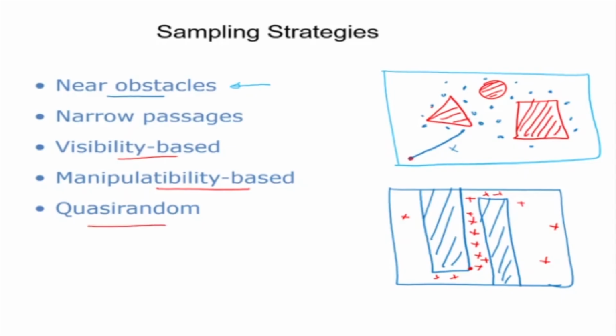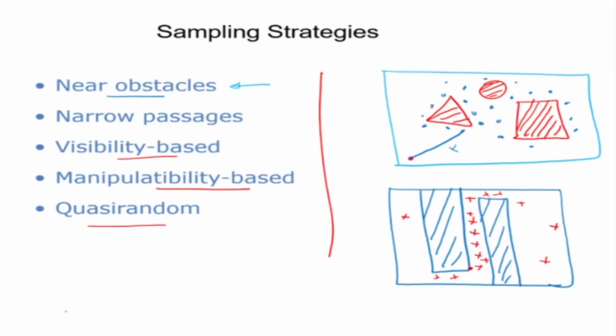Then quasi-random sampling. Instead of doing complete random sampling, you can do random sampling in which it can be biased in a particular direction. For example, more towards obstacles or more towards goal. Okay. So these are some of the sampling strategies that are used, and let me now give you a few more examples as we go along.